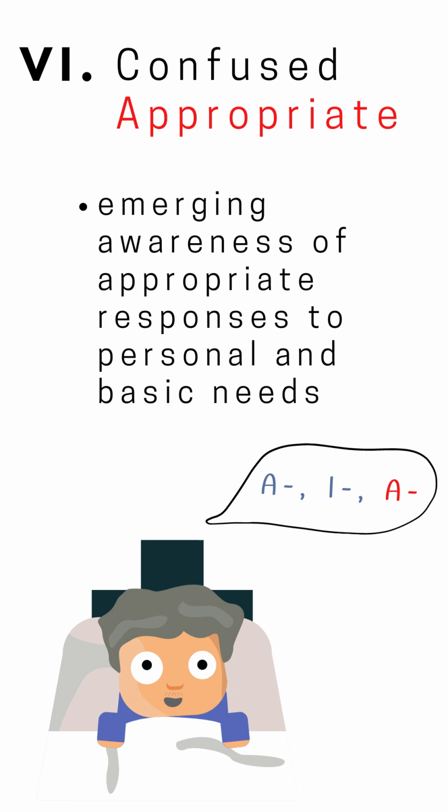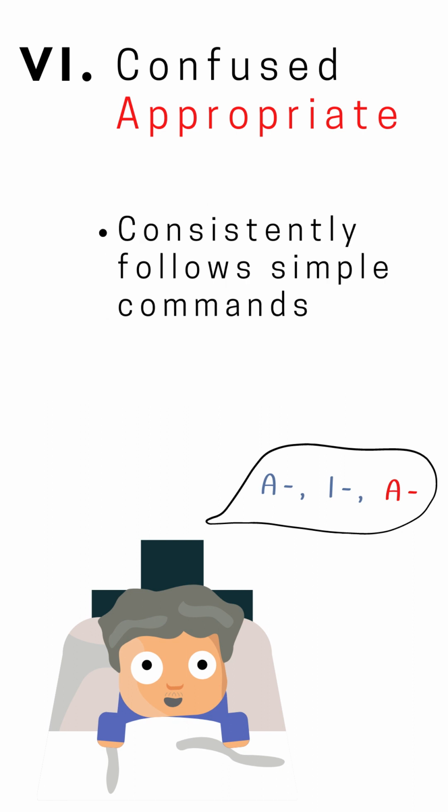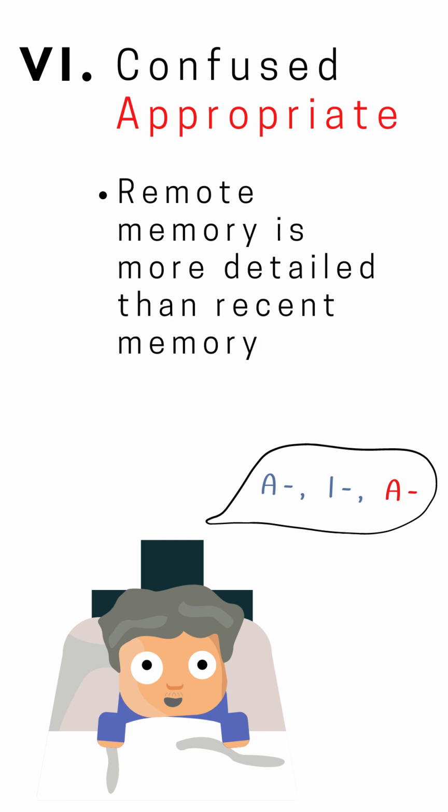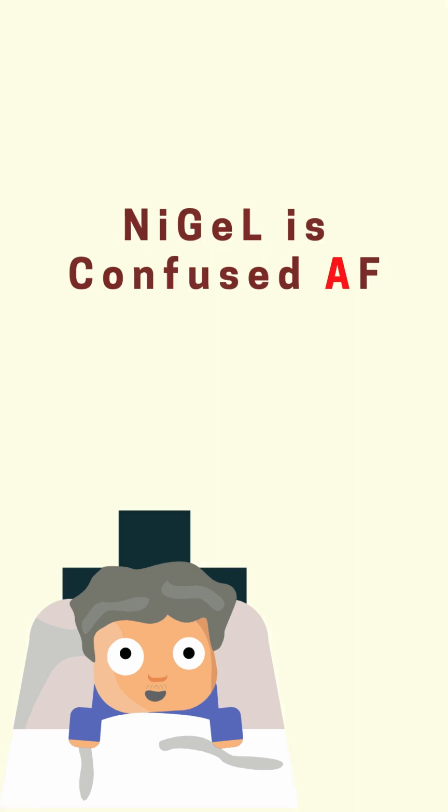They have an emerging awareness of appropriate responses to personal and basic needs, and can consistently follow simple directions. Lastly, their remote memory or long-term memory is more detailed than recent memory. We are now down to A. Level 7 is Level 6, but with minimal assistance. We can remember this easily just by looking at the name, automatic appropriate.